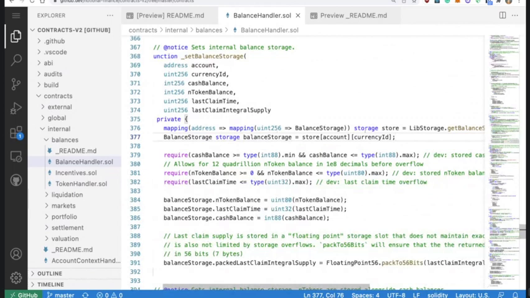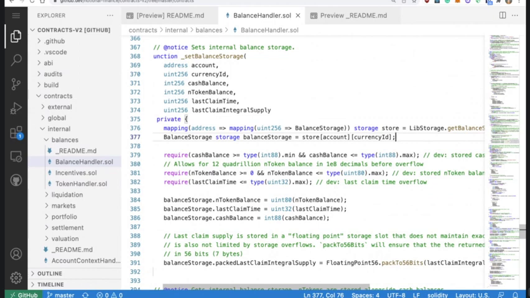And then there you can see that we convert everything down from a 256-bit integer. So we make sure they adhere to some type bounds and then go ahead and assign it.